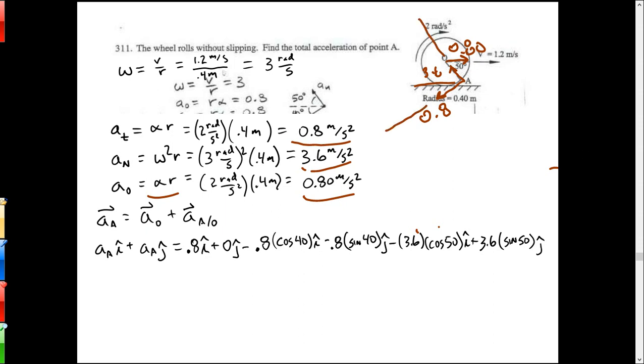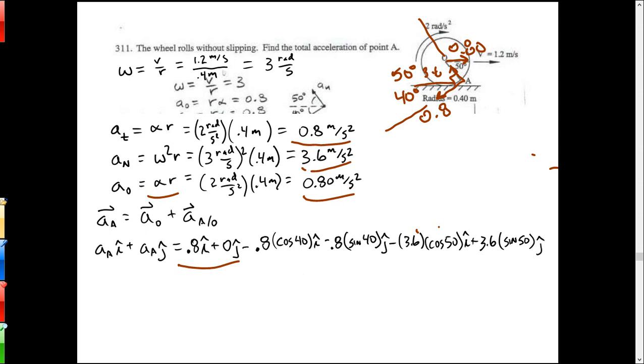So we got 50 degrees there, so I think that's also the angle here, 50, and that's a right angle, so that would leave 40 down below. All right, and then you just go ahead and add everything up after you vectorize it. So the center of the wheel is going to the right, so that's an i component, 0.8i plus 0j. Then you got the tangential acceleration going down left at 40 degrees. So minus 0.8 cosine 40 i minus 0.8 sine 40 j.